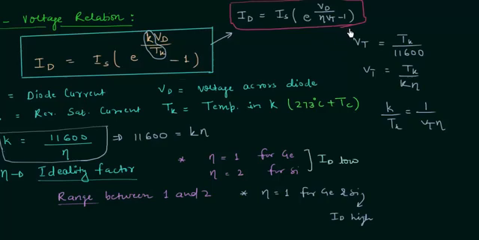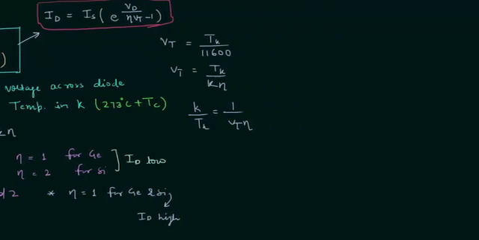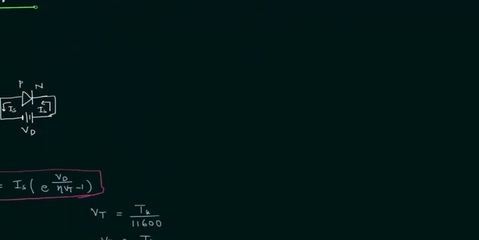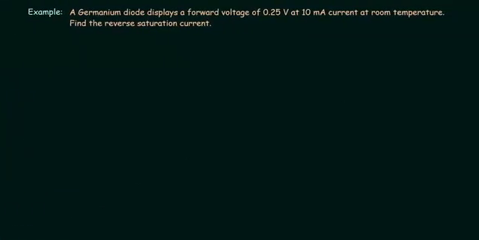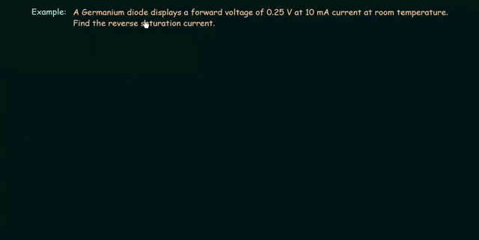So from now onwards we will use this formula for the diode current because it is very easy to implement. Let's solve one problem based on this formula. In this problem we have to find the reverse saturation current. A germanium diode displays a forward voltage of 0.25 volts at 10 milliampere current at room temperature. Find the reverse saturation current.